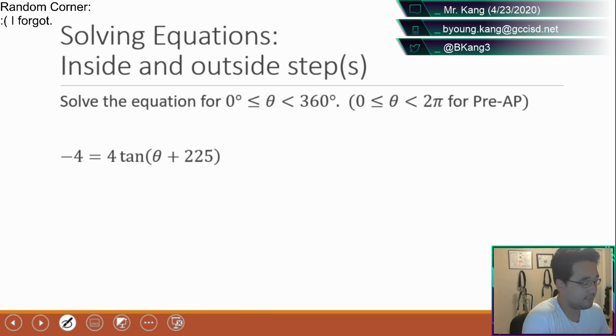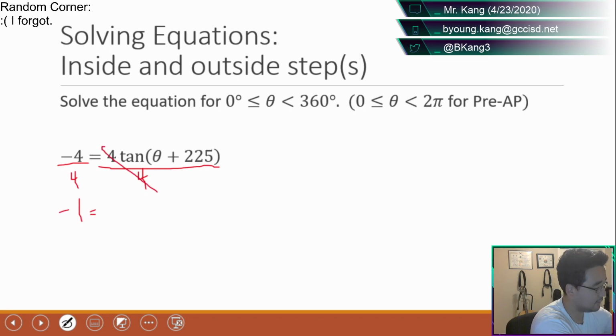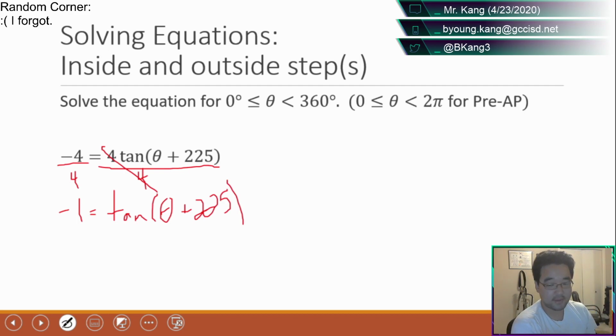All right, what about if you have steps for both? All right, so negative 4 equals 4 tangent theta plus 225. So I've got two things to do. I've got to divide the 4 out from in front of the tangent, look up on the trig chart, and then subtract 225. Okay, so first step, divide the 4. So I've got negative 1 equals tangent theta plus 225, or 5 pi over 4 for radians.